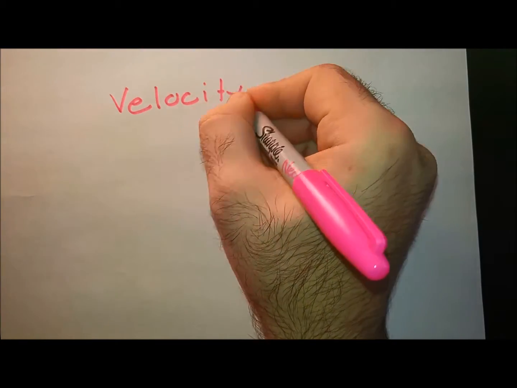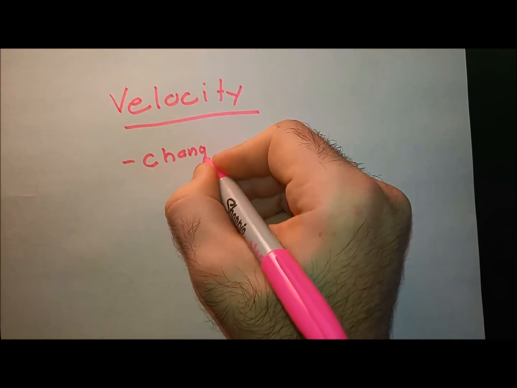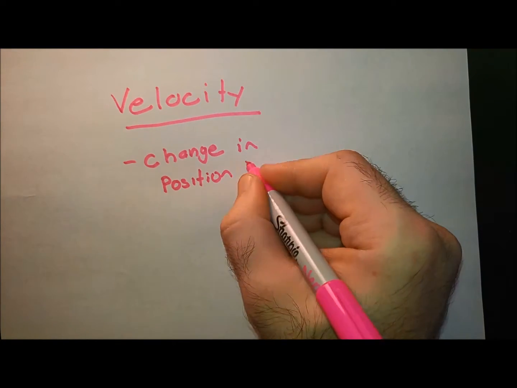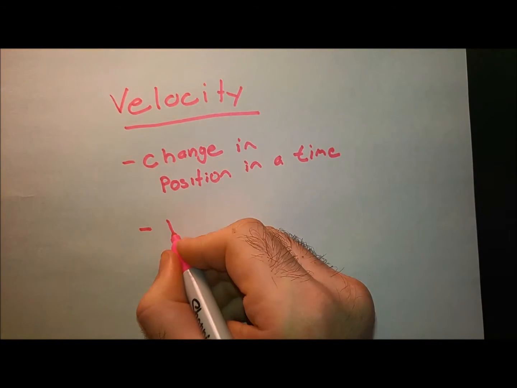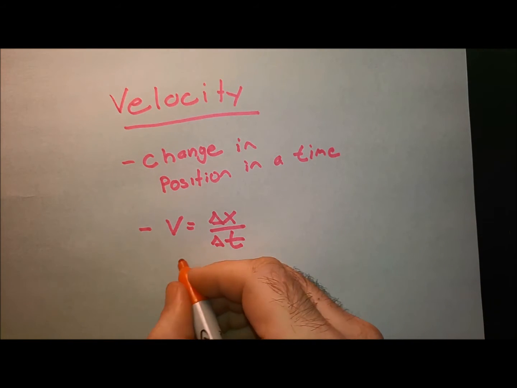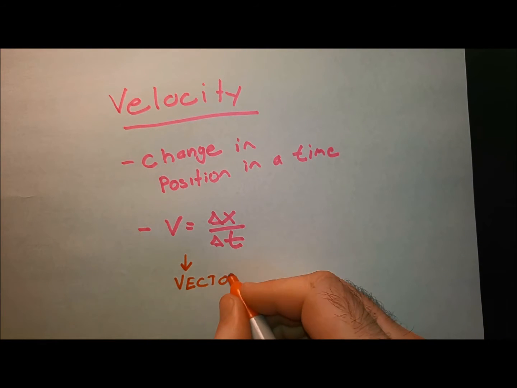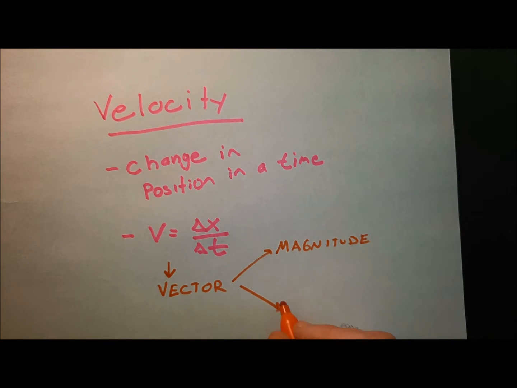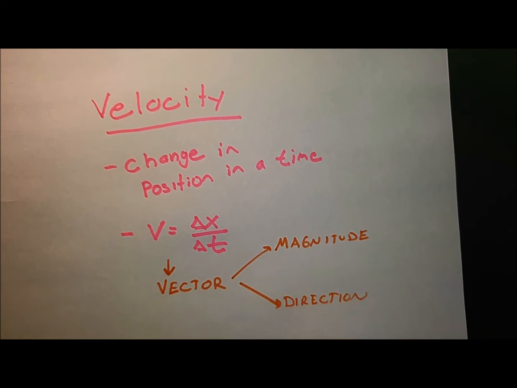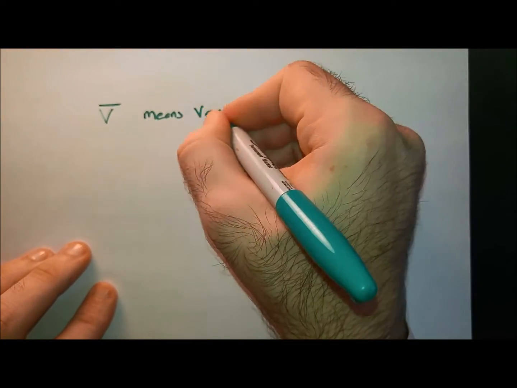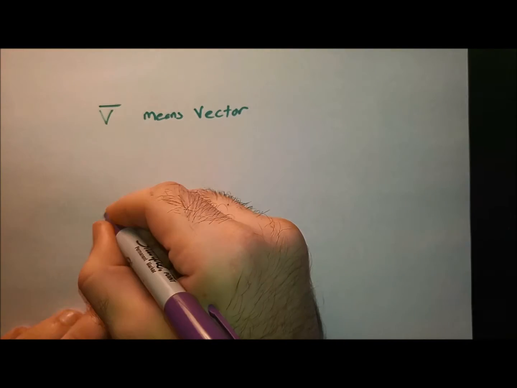Velocity, we have said before, is a unique idea. It is the change in position in a given time or a period of time. We represent that mathematically with the symbol delta x over delta t. With that, we know that velocity is a vector. Vectors contain two parts, both a magnitude, or the amount, a number, and the direction, either left, right, up or down, positive or negative. So when it comes to velocity, we like to draw a line above it. It means it's a vector quantity.